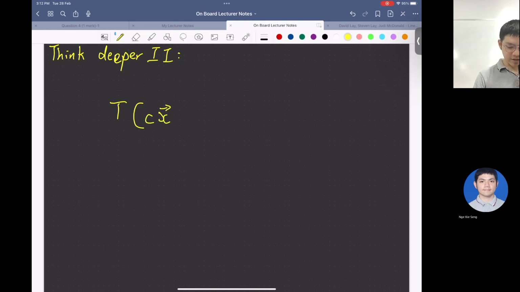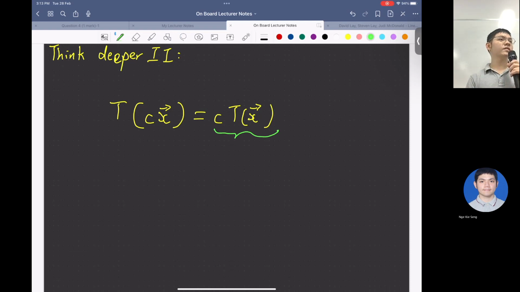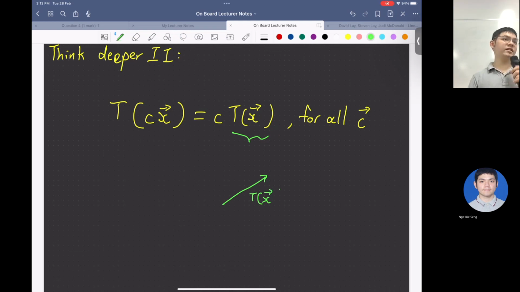So in the linear transformation, we require that T(cx) is equal to cT(x). Anyone think about what's the geometric meaning here? Let me guide you a bit. So what's cT(x) here? This is for all c. T(x) here is a vector. How about cT(x)? It's a scaling of this vector.